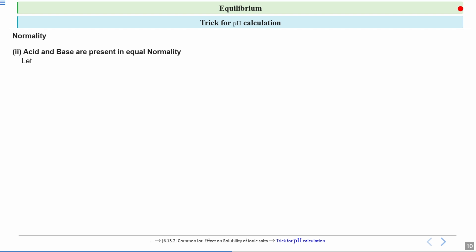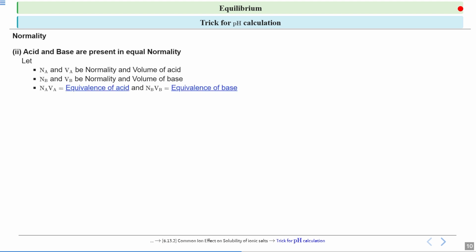Suppose you want to calculate the concentration of salt, how will we do it? We suppose that Na and Va are the normality and volume of acid, Nb and Vb are the normality and volume of base, the equivalence of acid is NaVa and the equivalence of base is NbVb. Then what would be the concentration of salt? Since every ounce of acid is converted into salt, the equivalence of acid will be the equivalence of salt. So NaVa by Va plus Vb will give you the concentration of salt. Similarly, you can calculate it from base as well, because the base is also wholly converted into the salt. So NbVb divided by Va plus Vb.